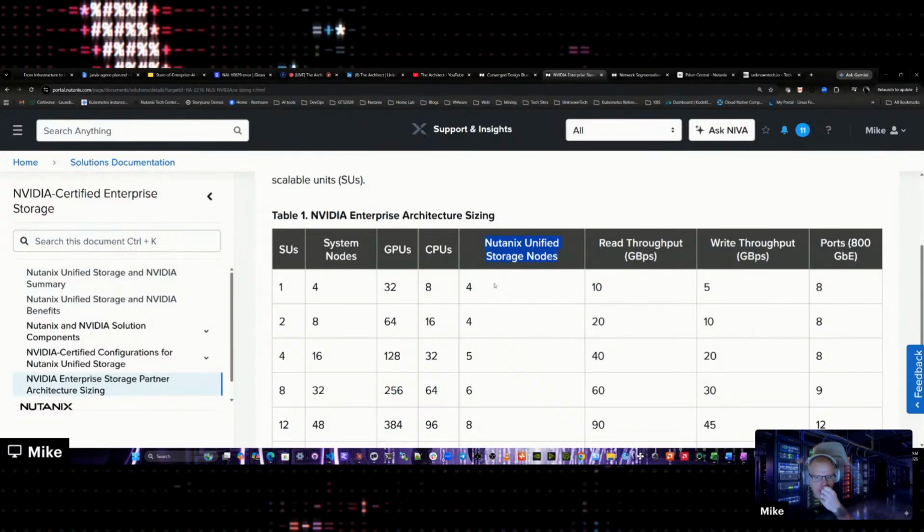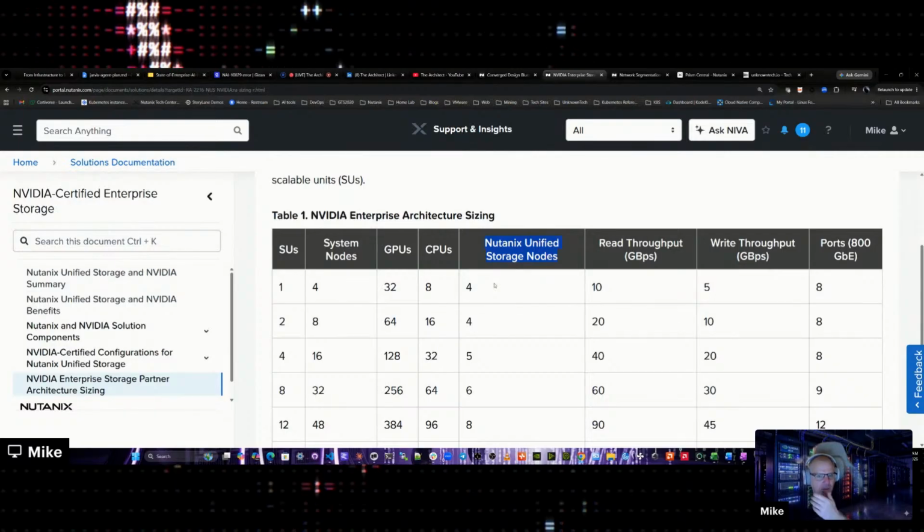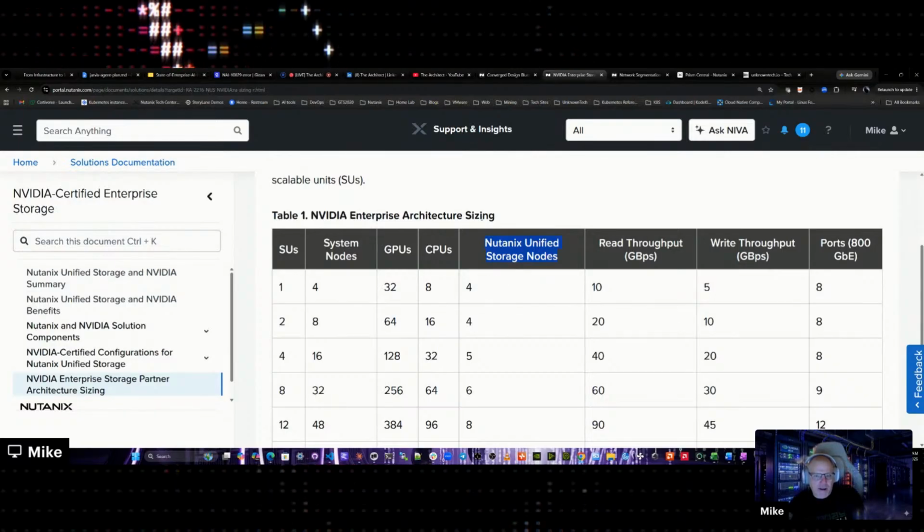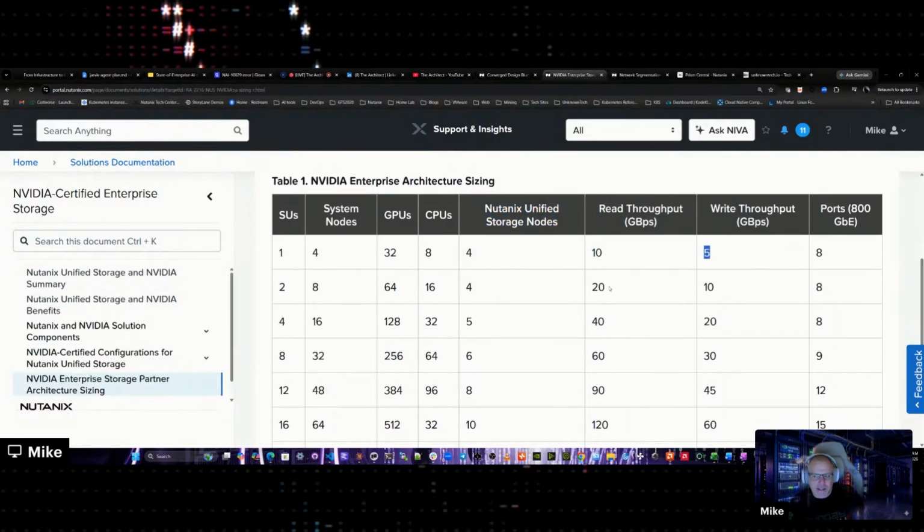Capacity is a different animal. You're going to have different requirements around that. What is my capacity requirement? How much storage do I need? That doesn't change this, okay? That doesn't change it.